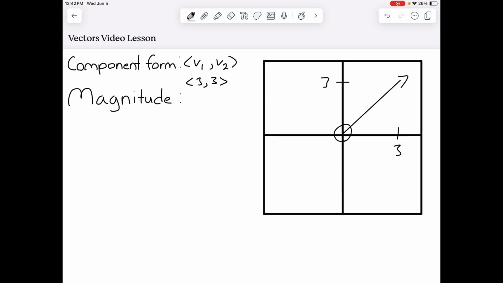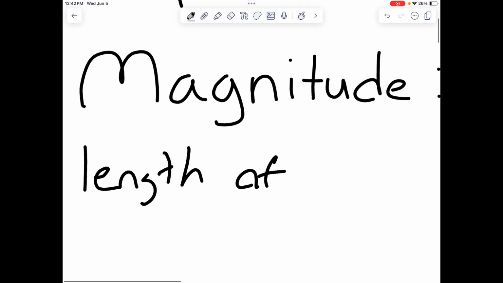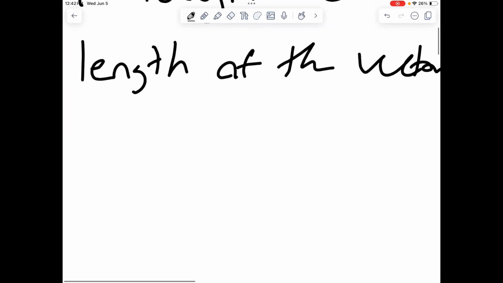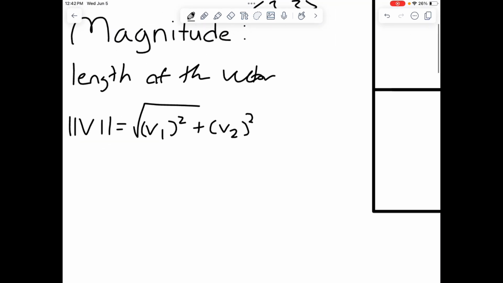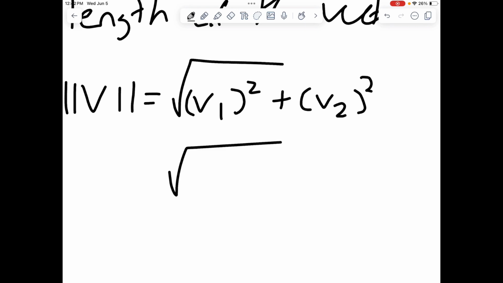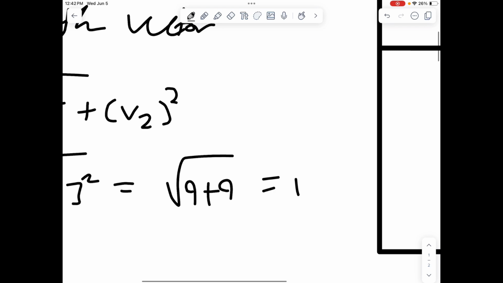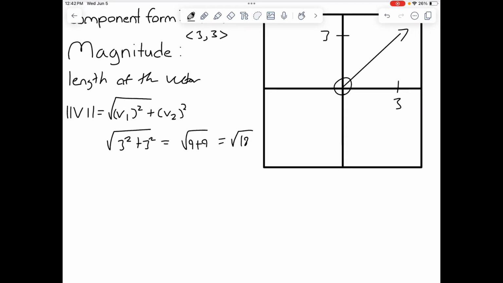Now, a basic formula you might want to know cold about vectors is the magnitude. The magnitude is the length of the vector, and it's given by this equation: the magnitude is equal to the square root of v1 squared plus v2 squared. In this case, where it's 3, 3, it's 3 squared plus 3 squared, equals square root of 9 plus 9, equals square root of 18. You can usually just leave this in decimal form, or you can simplify it, but I'm not going to do that right here.